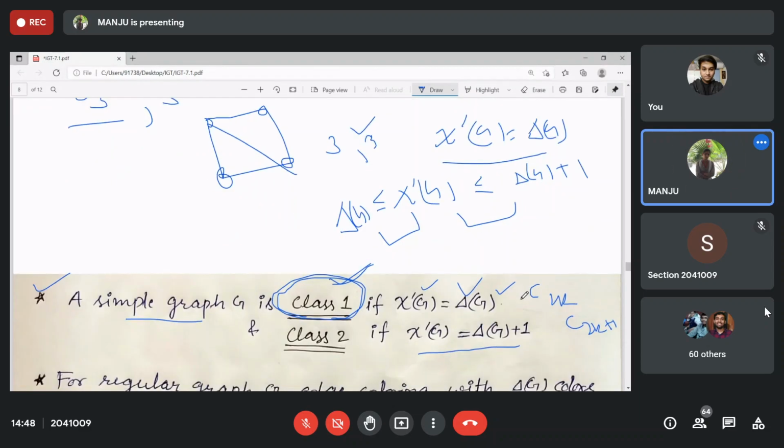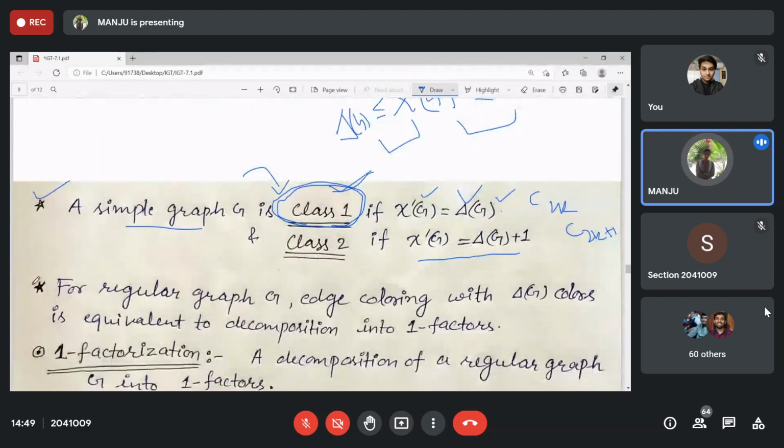Okay. What about PN? PN is just bipartite. Every tree is bipartite. So all the bipartite graphs come under class 1. Okay, these are just small definitions. Next is, we have done one factor.